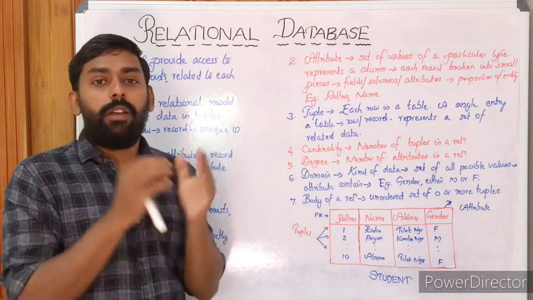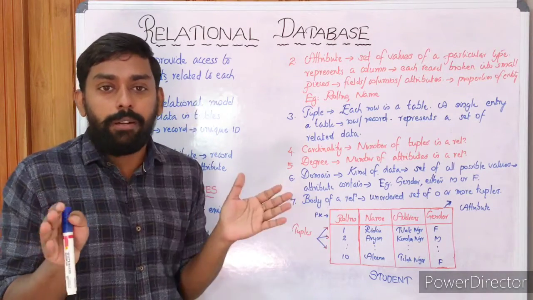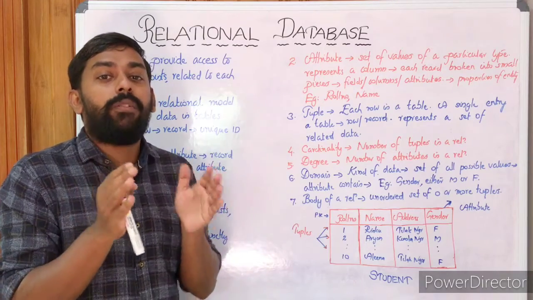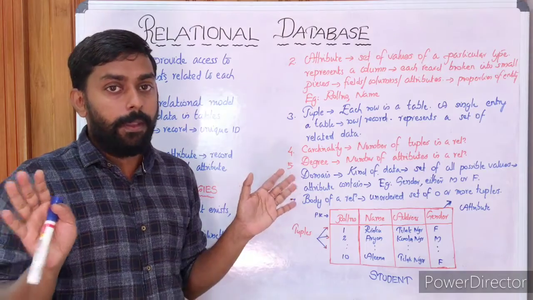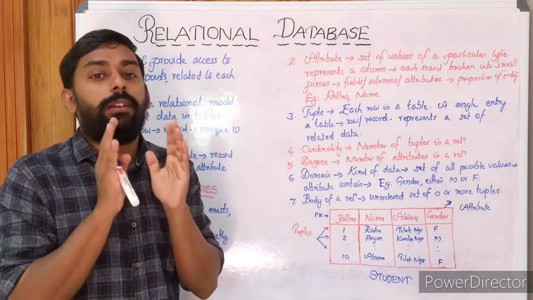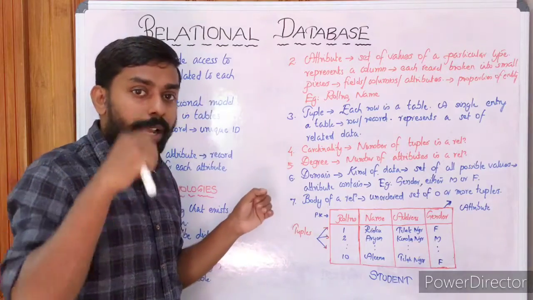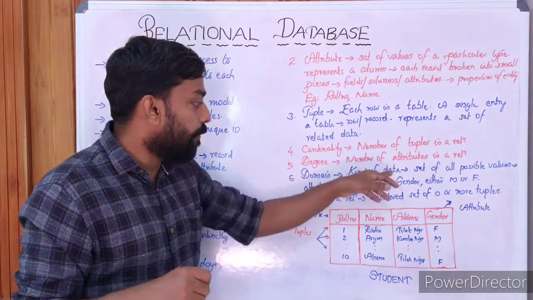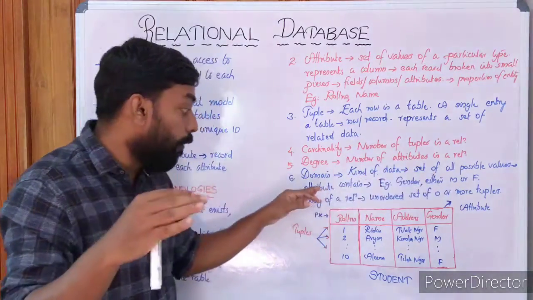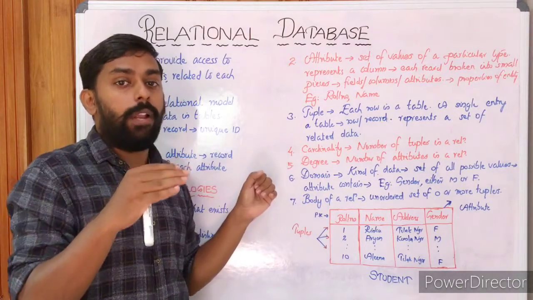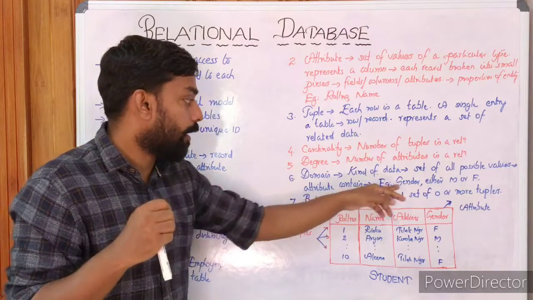Next we have domain. What do you mean by domain? Domain is nothing but the legal or allowable values permitted for an attribute. A set of allowable values that are permitted for an attribute. Or we can say legal values, the kind of data, the set of all possible values that an attribute can contain. Example, gender.